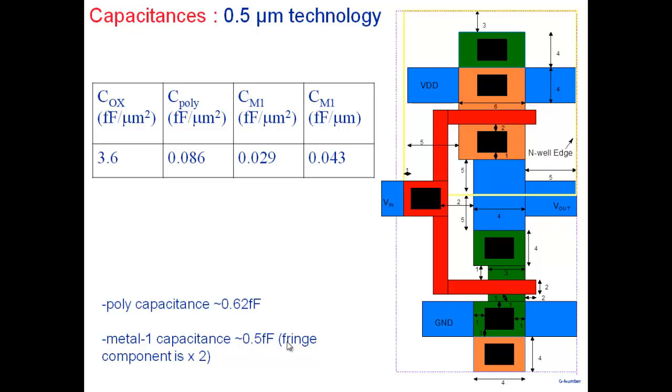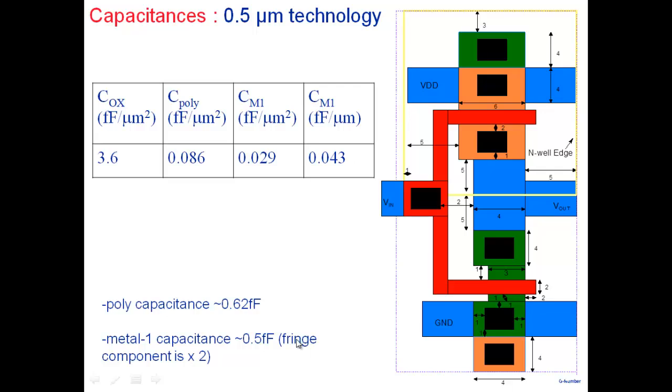The fringe part here, which means the ones that come from the perimeter, is twice as large as the area part. It's not the area which is dominant here for the metal 1 capacitance, it is the fringe component. The perimeter, if you calculate the perimeter of this multiplied by this one, gives rise to a component which is twice as large as the area.